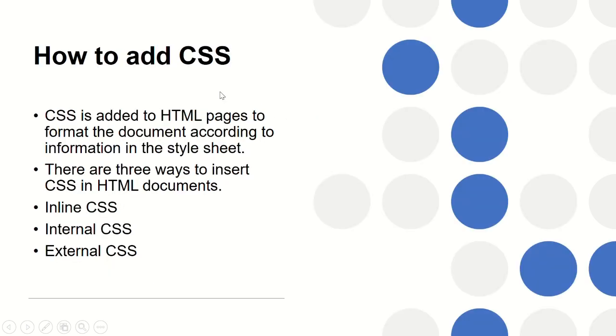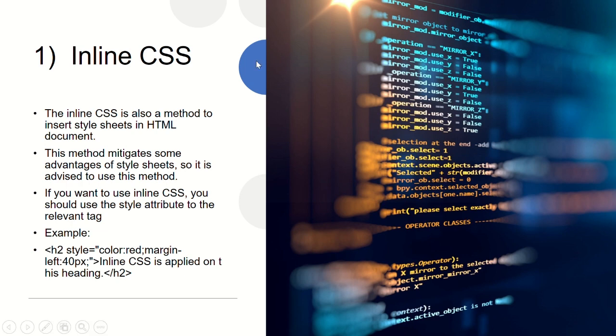Now we will see how to add CSS. CSS is added to HTML pages to format the document according to the information in the style sheets. There are three ways to insert CSS in HTML documents, namely inline CSS, internal CSS and external CSS. We will discuss them one by one. So the first one is inline CSS.